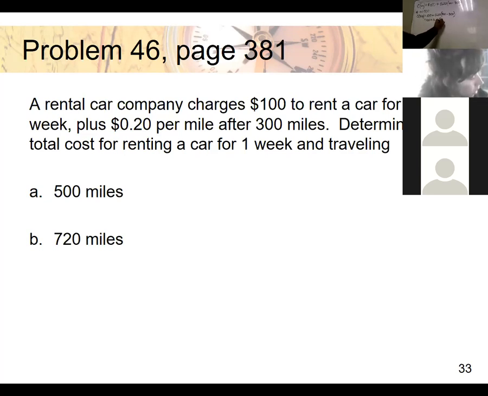So 500 minus 300, that's 200. And then 0.20 times 200, that's 40. And then 100 plus 40 is 140. So that cost would be $140 for someone who rents a car for 1 week and travels 500 miles. Any questions about part A?